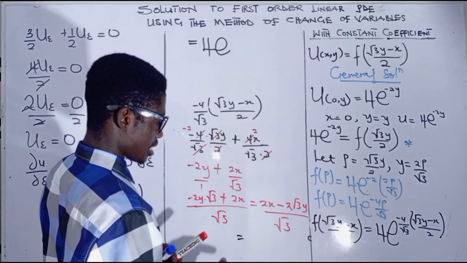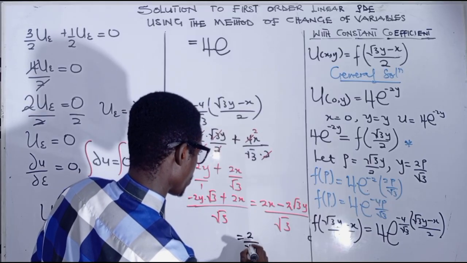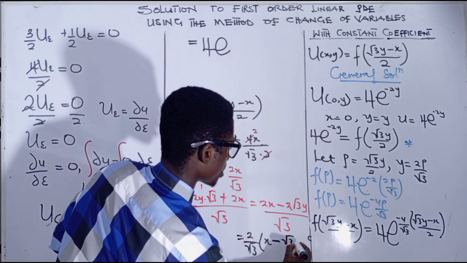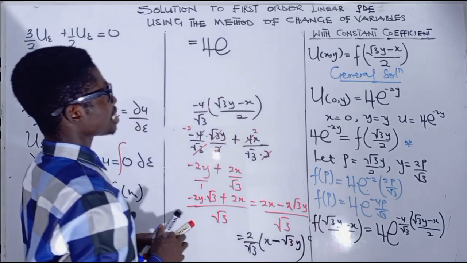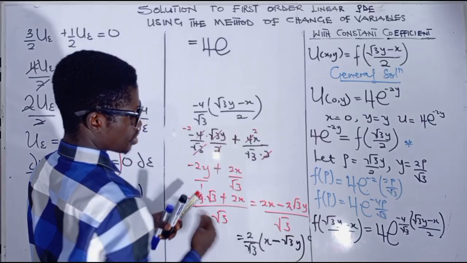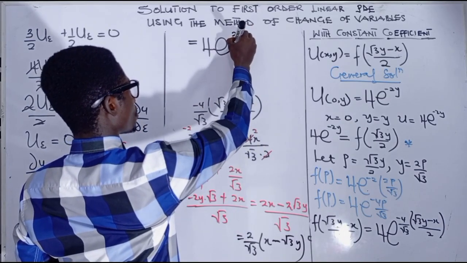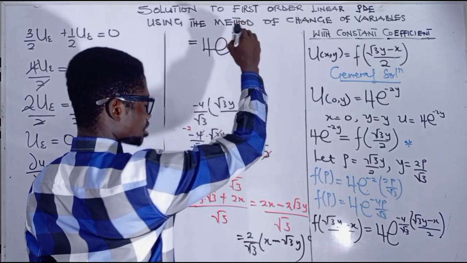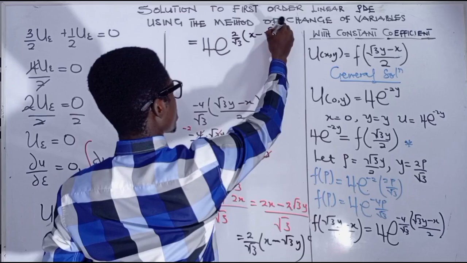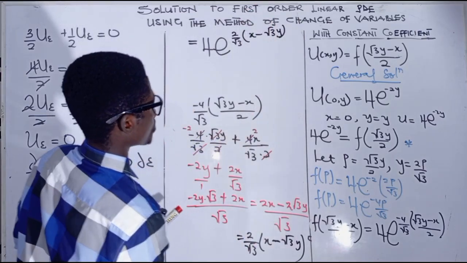From here also we can factorize 2 out. So we have 2 all over root 3, then x minus root 3 and then y. So the whole of the exponent is going to give us this. We are going to write power 2 all over root 3, then multiplying x minus root 3 y. Very, very easy and simple.